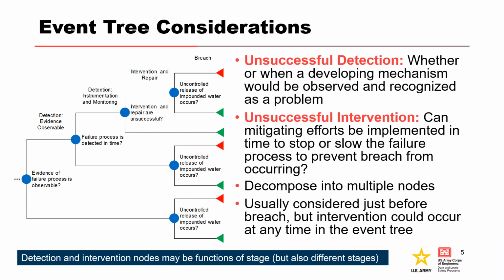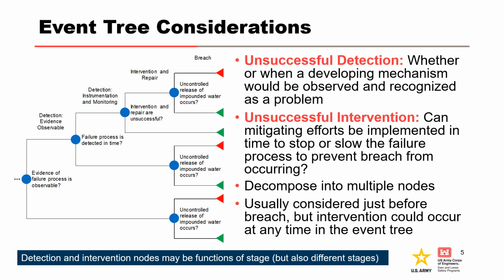First, an overview of this node of the event tree. This node considers the likelihood that human efforts to detect and stop or slow the internal erosion process from breaching the embankment fail to work. Unsuccessful detection and intervention can be assessed as a single node or can be decomposed into multiple nodes.